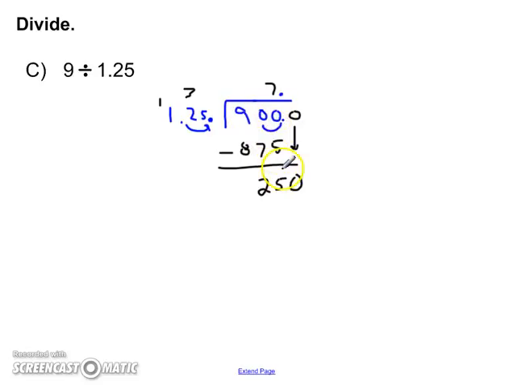But if I borrow over, okay, 125 into 250 to me looks like twice. 2 times 5 is 10. 2 times 2 is 4, plus 1 is 5. 2 times 1 is 2, and 250 minus 250 is nothing. No remainders. 7 and 2/10.